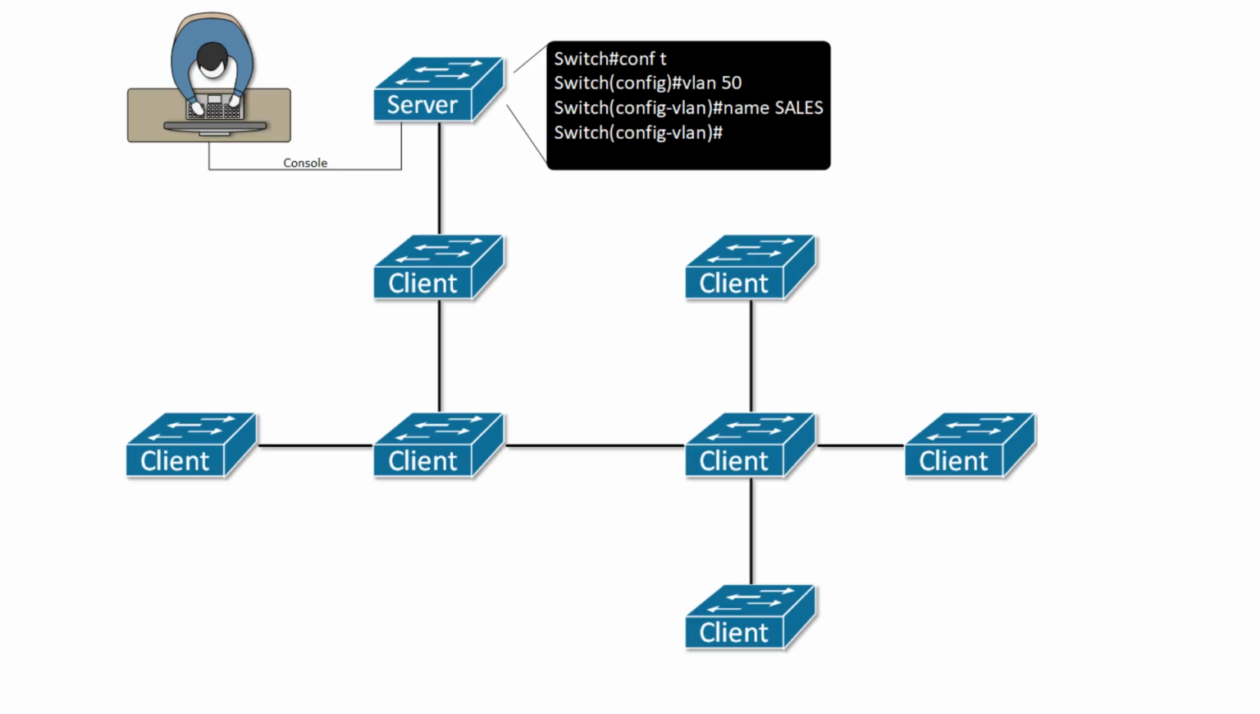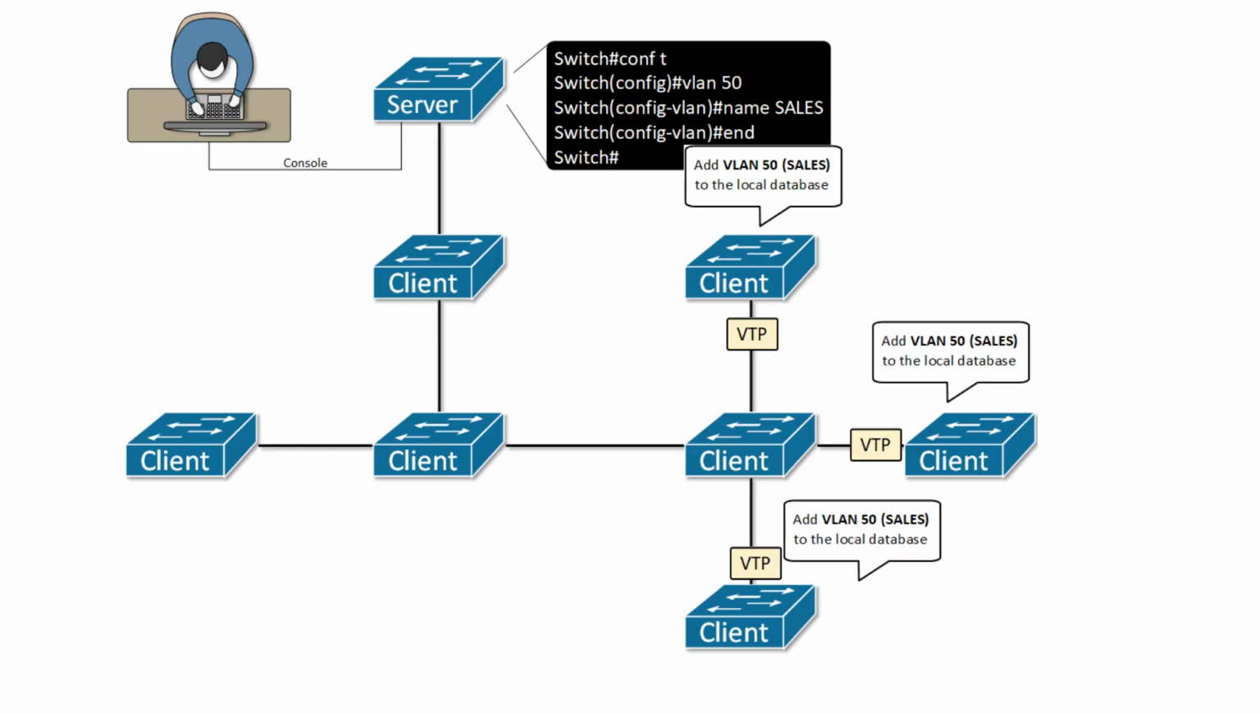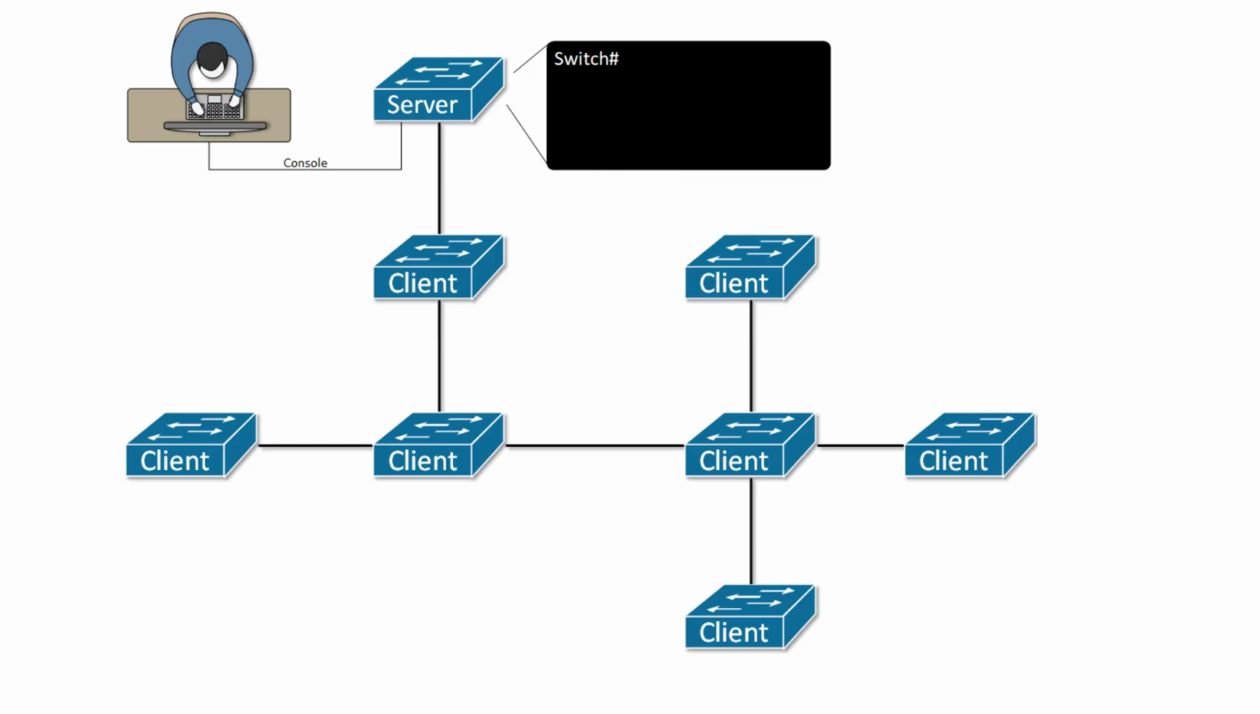VTP transparent. Switches in VTP transparent mode do not update their VLAN database based on VTP updates. They do not participate in VTP at all and only relay VTP messages. VTP off. Switches in VTP off mode do not participate in VTP at all and do not relay VTP messages.